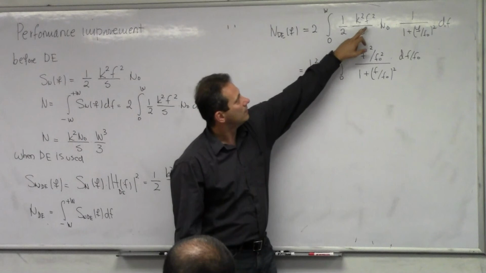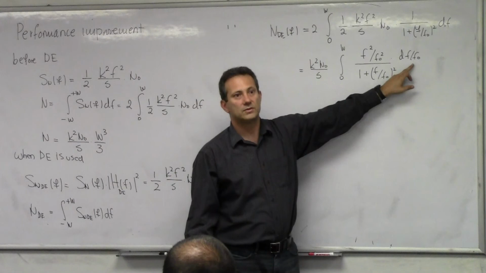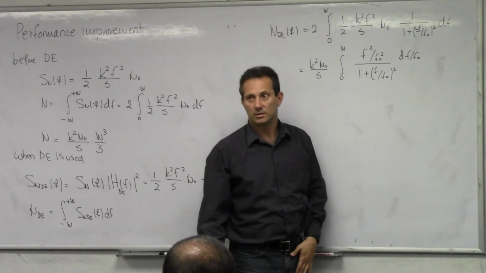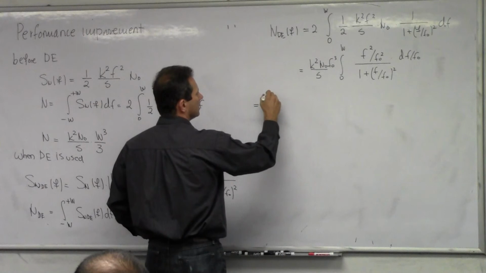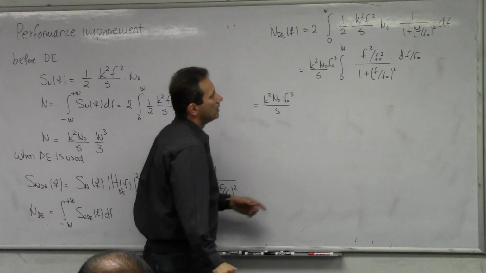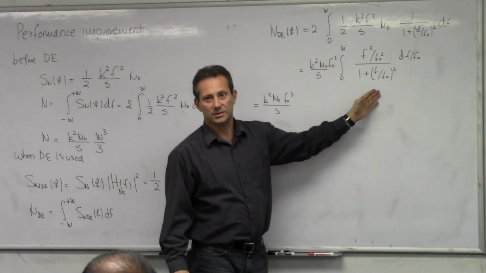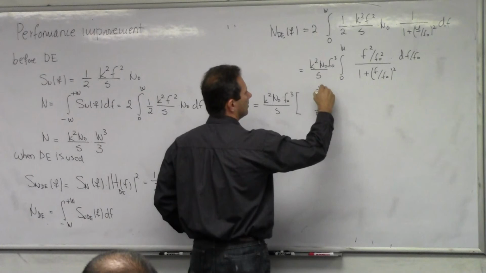I have divided this one by f0 squared, divided this one by f0, so I have f0 cubed, right? So I need to multiply everything by f0 cubed. See that? f0 cubed. Now, this integral splits into two very easy integrals, so 0, f0 cubed over s. Let me add 1 here. If I add 1, then top and bottom cancel. So this becomes an integral from 0 to w.